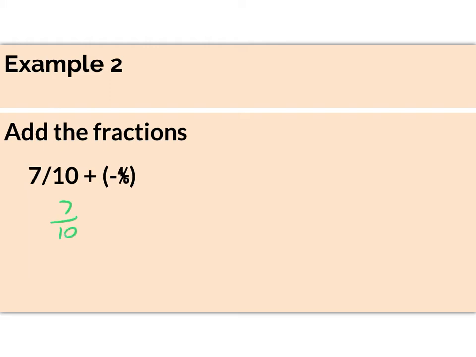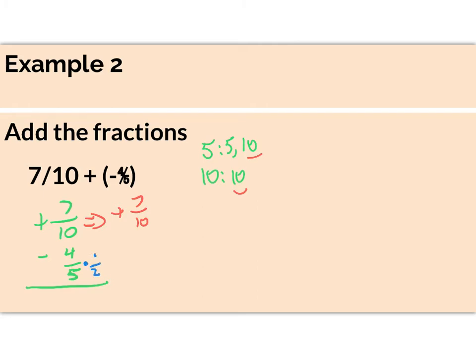7 over 10 and negative 4/5. We're going to combine these two fractions. Okay, 5 and 10. We get 5 times 1 is 5, 5 times 2 is 10, 10 times 1 is 10. Our common denominator, our least common multiple, is 10. 7/10 goes right over. You're going to have to multiply by 2 to get 5 to go to 10. And you have to multiply the same number top and bottom to have an equivalent fraction.